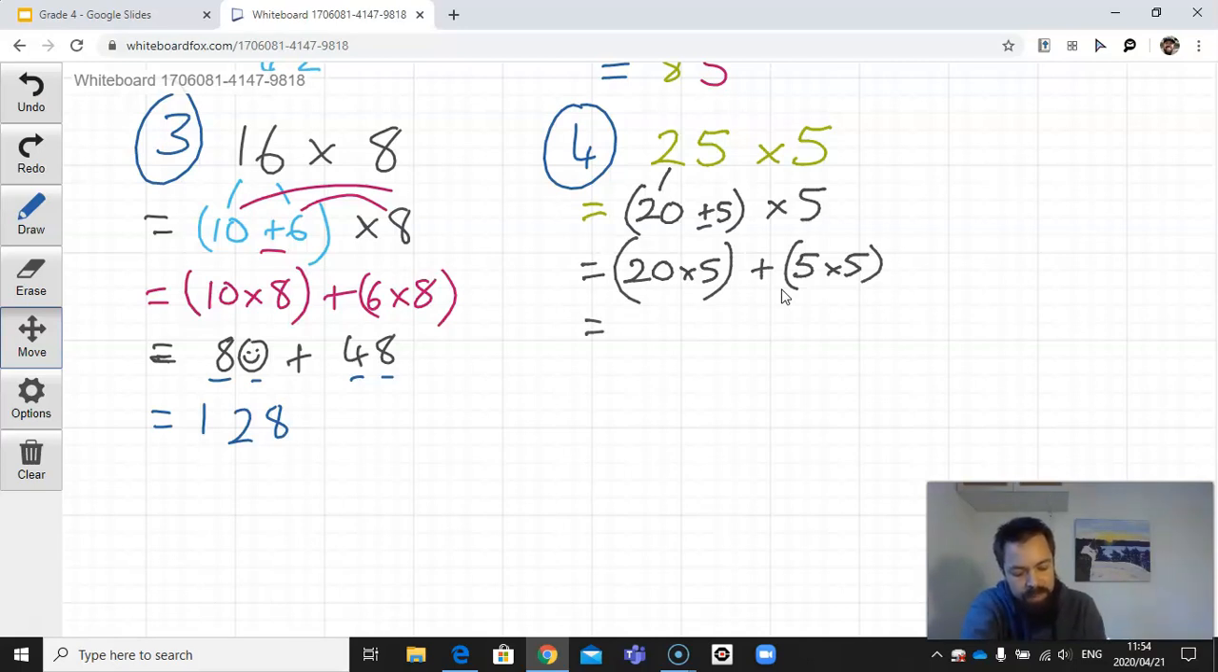5 times, let's do my smiling 0 first. And then 5 times 2 is 10. So 20 times 5 is 100. Plus 5 times 5 is 25. 125.